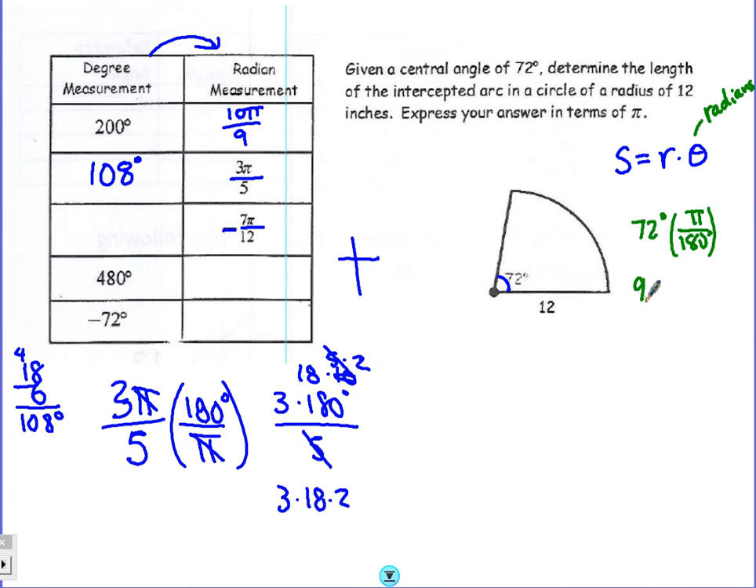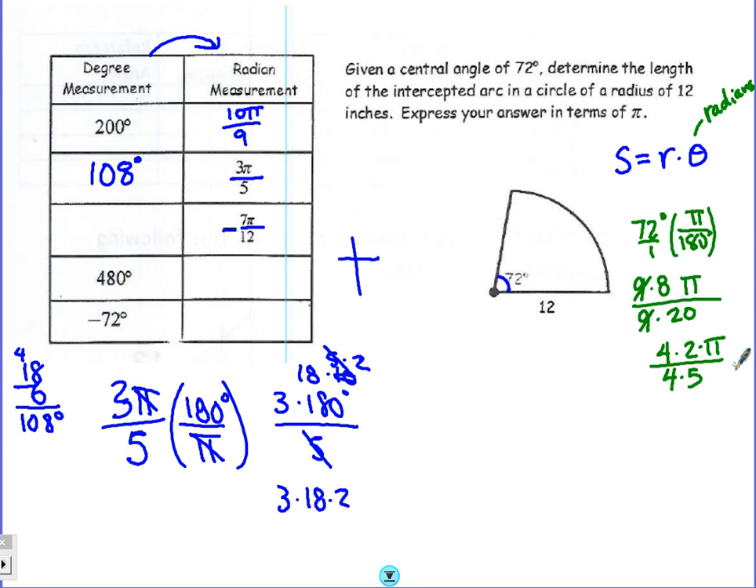So 72 is 9 times 8 times pi. Those are all in the numerator, and the denominator is 180 over 1. In the denominator, I can see there's a factor of 9 in 180, so 9 times 20. I can simplify the 9s. Then I see there's another factor, 4. So 8 is 4 times 2, and 20 is 4 times 5.